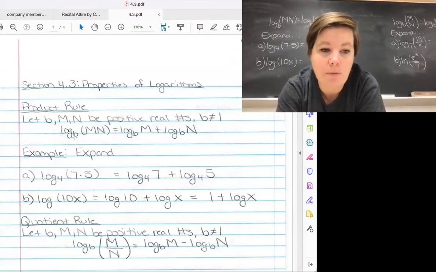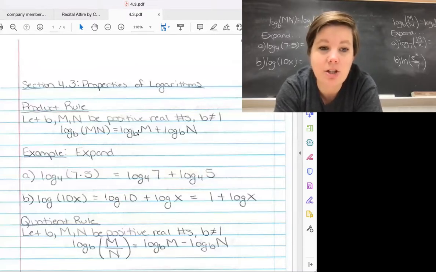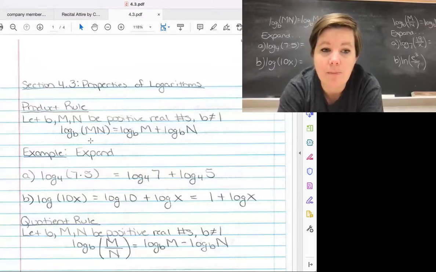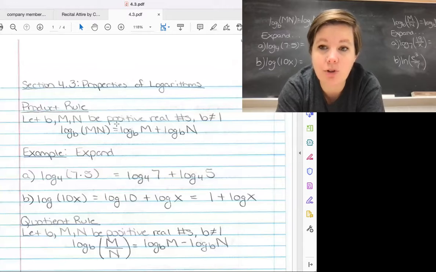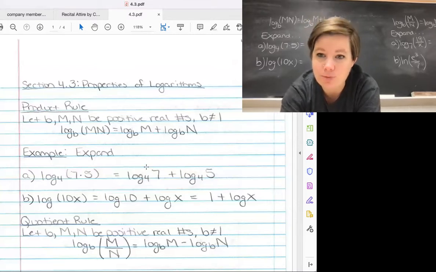Then the log base b of m times n, so of two things being multiplied together, you can expand that to be written as log base b of m plus log base b of n. So you can write the product of two different numbers or two different expressions as the addition of these two different logs. And so what we're going to do is work those problems.